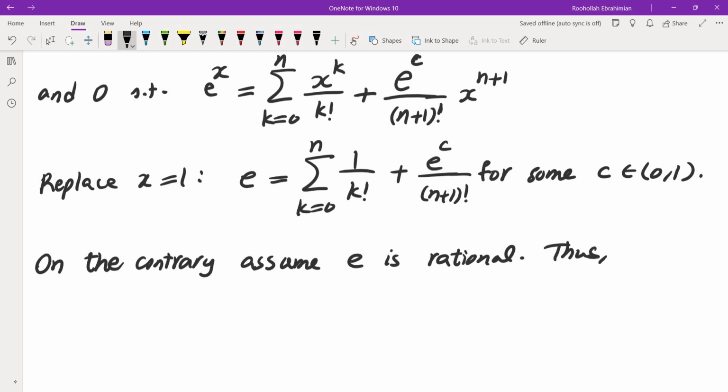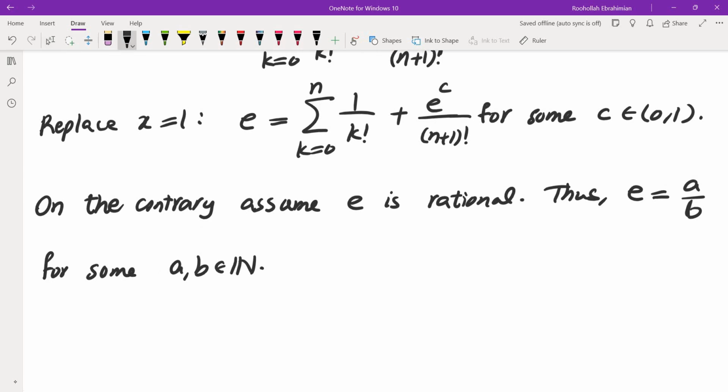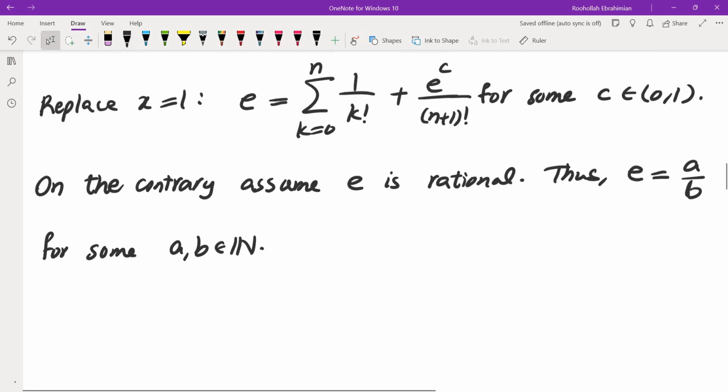So that tells us e is equal to a over b for some positive integers a and b. Because it's a rational number, it's a positive integer over a positive integer. Now, take this expression that I have up here, and multiply both sides by n factorial.